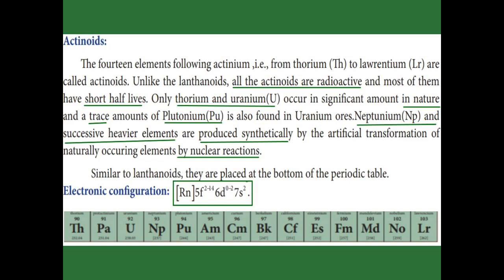Similar to lanthanoids, these actinoids are also placed at the bottom of the periodic table. The general electronic configuration of actinoids is the radon electronic configuration, followed by 5f 0 to 14, 6d 0 to 2, and 7s2.